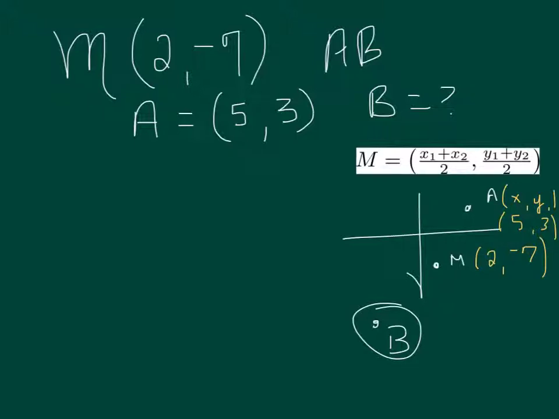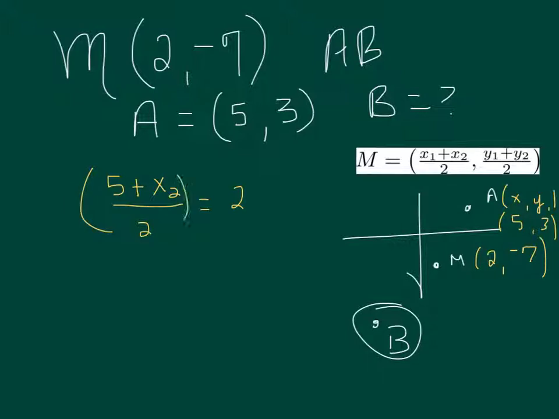So x1 is 5 plus x2, which is the coordinate of B, over 2. And that x coordinate equals 2 because that's the x coordinate of the midpoint. And the x coordinate of the midpoint is right here. So this is the x coordinate of the midpoint, which is given by this formula. Therefore, this equals 2. So I'm going to solve that.